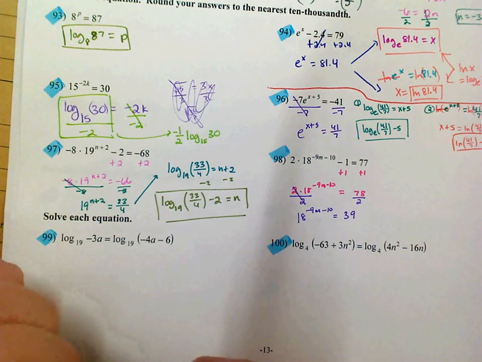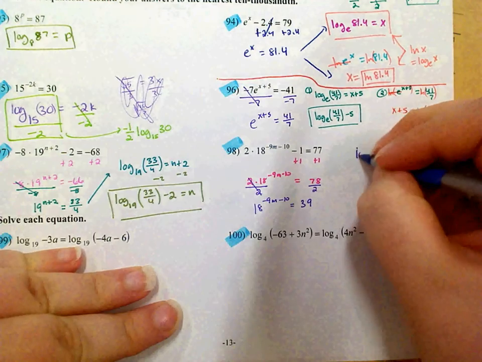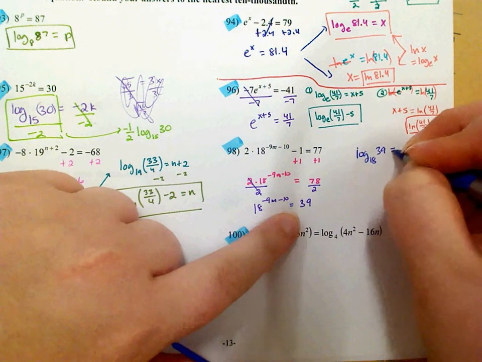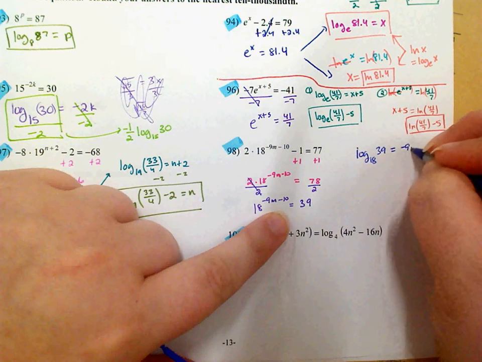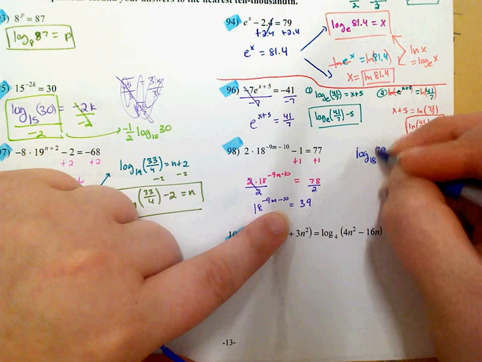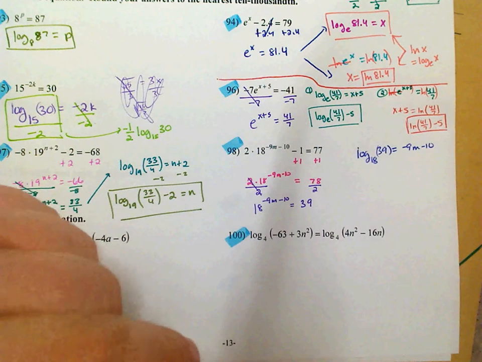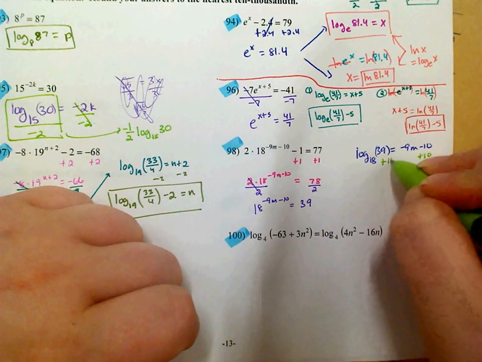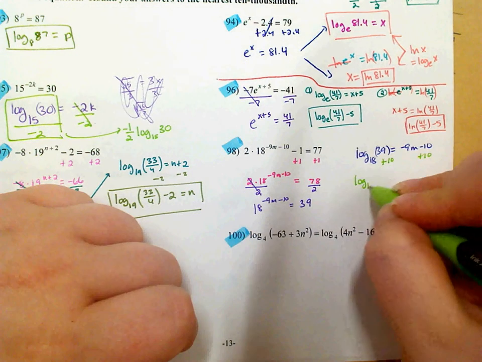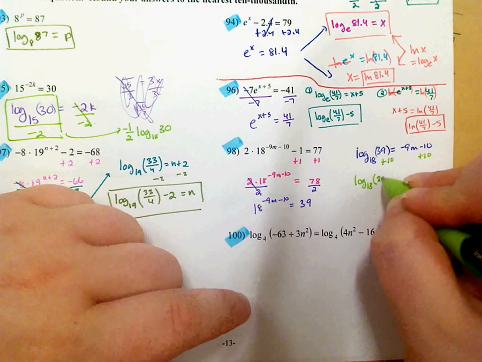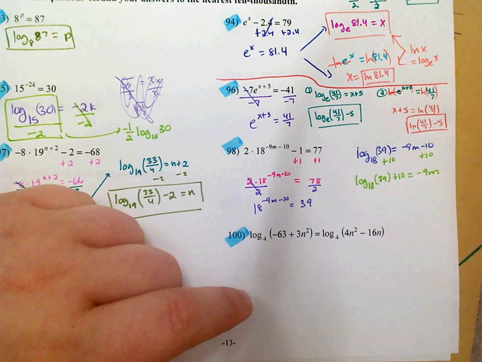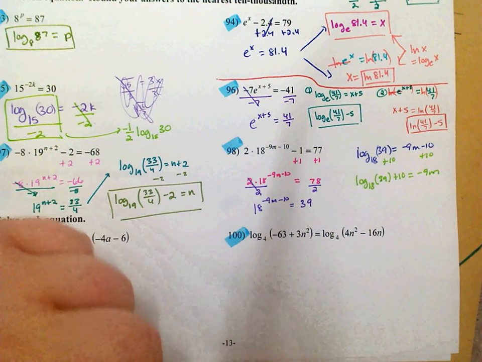Alright, now we want to convert to a log. So I've got log base 18 of 39 equals negative 9m minus 10. So then we add 10. And I've got log base 18 of 39 plus 10 equals a negative 9m. And last thing I'm going to do is divide by the negative 9. So I'm just going to divide this whole side by negative 9.